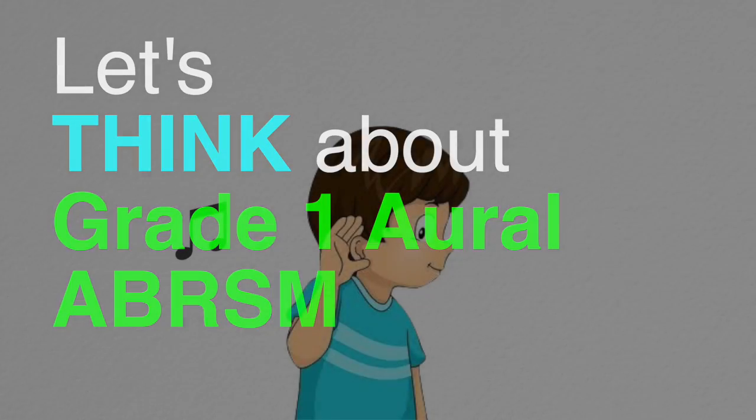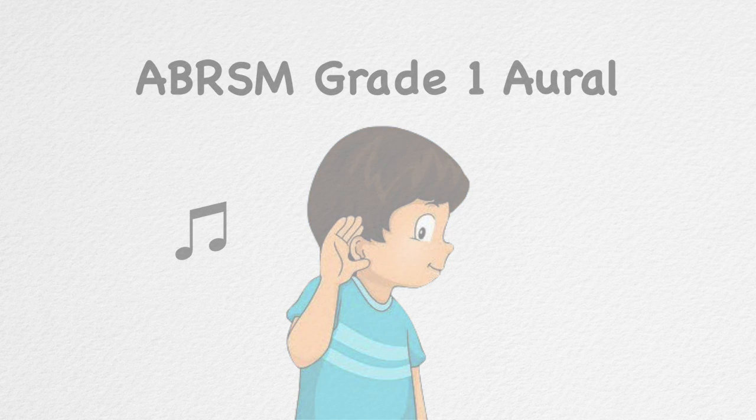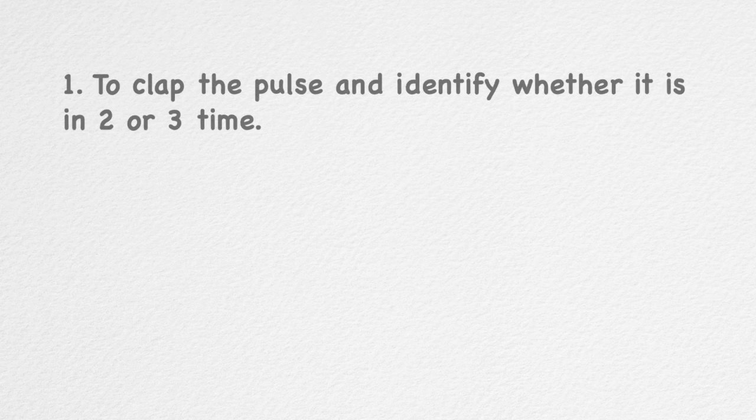Hi and welcome. We're going to take a look at the ABRSM Grade 1 oral tests. Now, there are 4 questions in all, and each one has its own musical extract. So, what are the 4 questions? First of all, to clap the pulse and identify whether it is in 2 or 3 time.